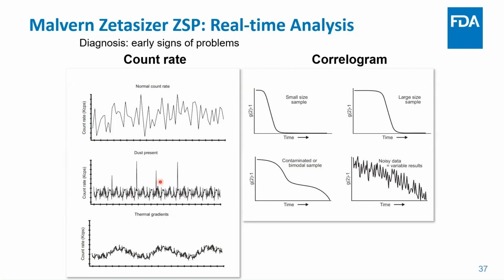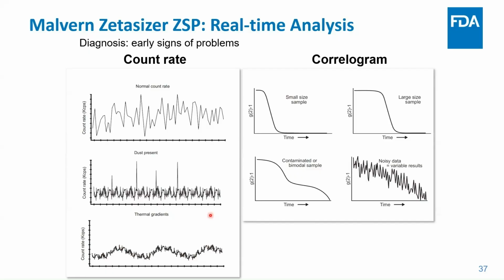And of course, then there's also thermal gradients or thermal fluctuations that can cause oscillatory effects in the system. And so sometimes that'll be evident that there's something wrong with your temperature control in the system.